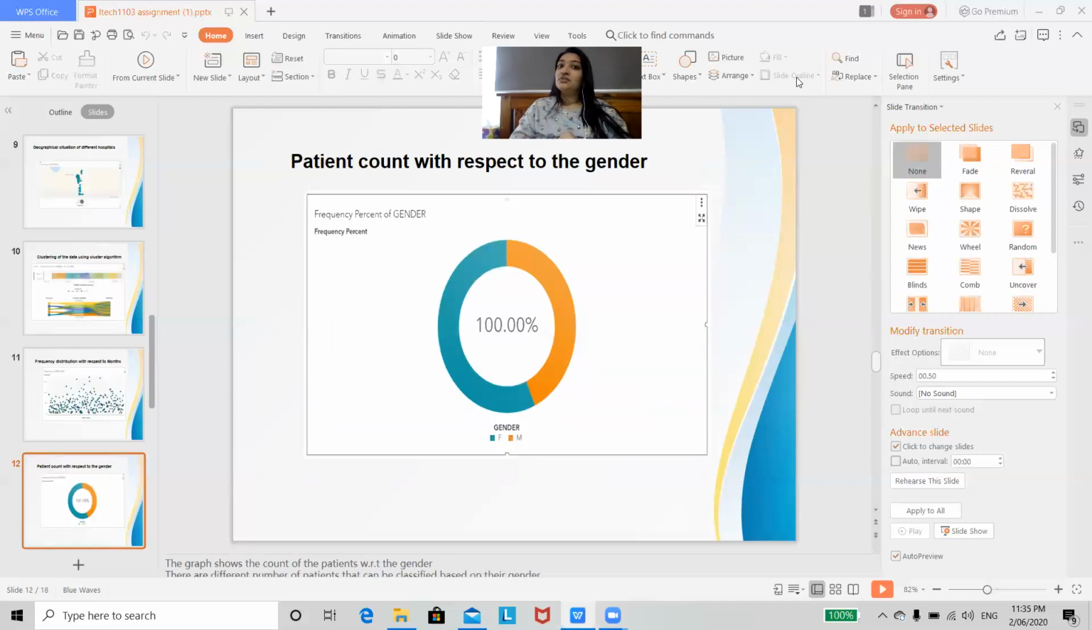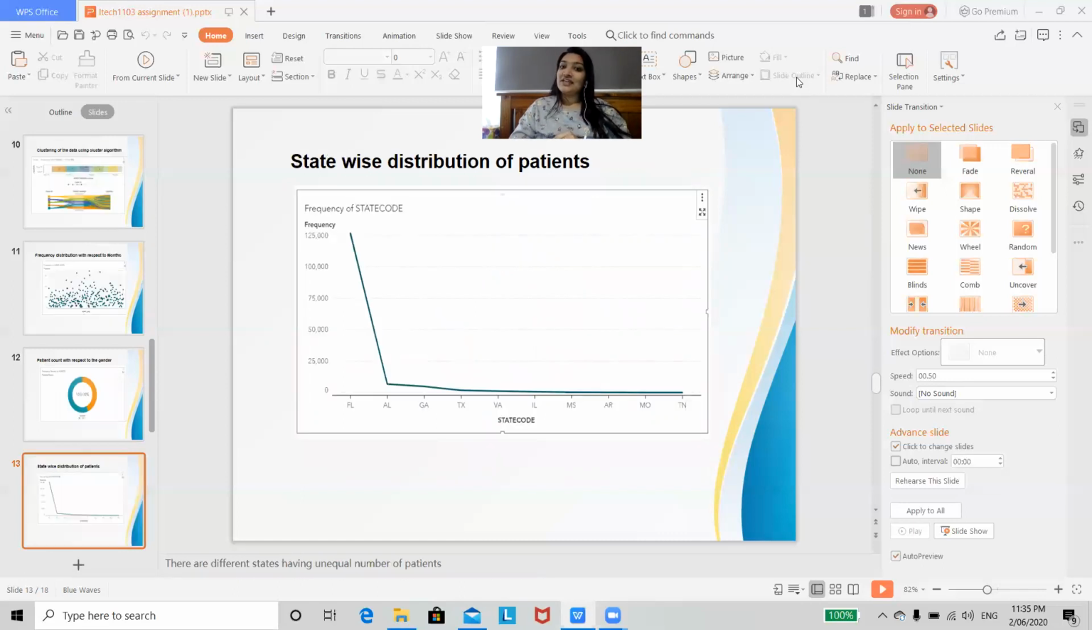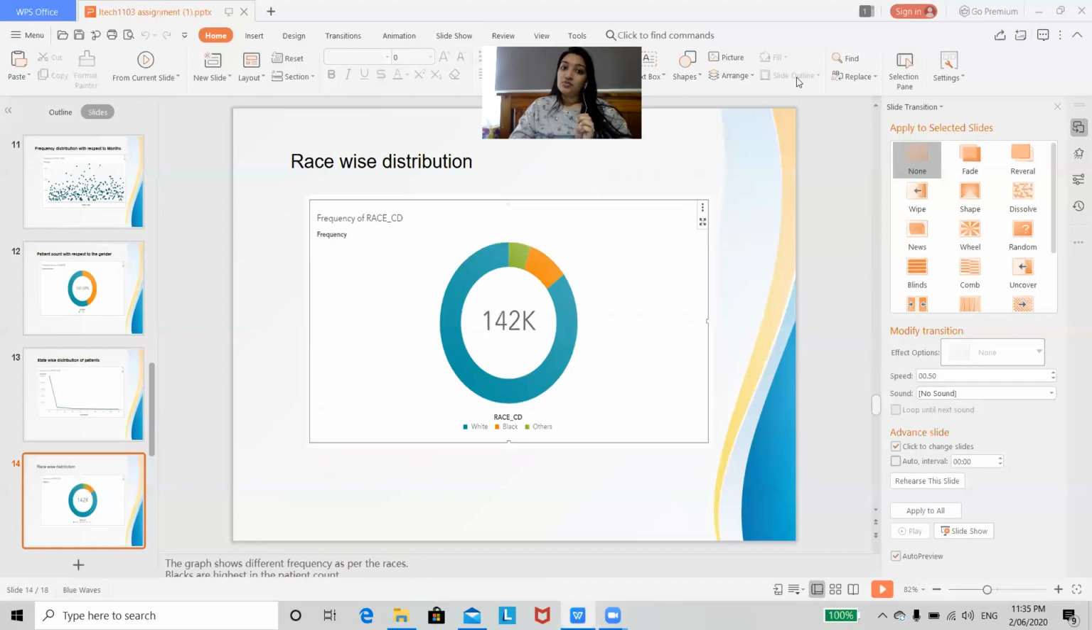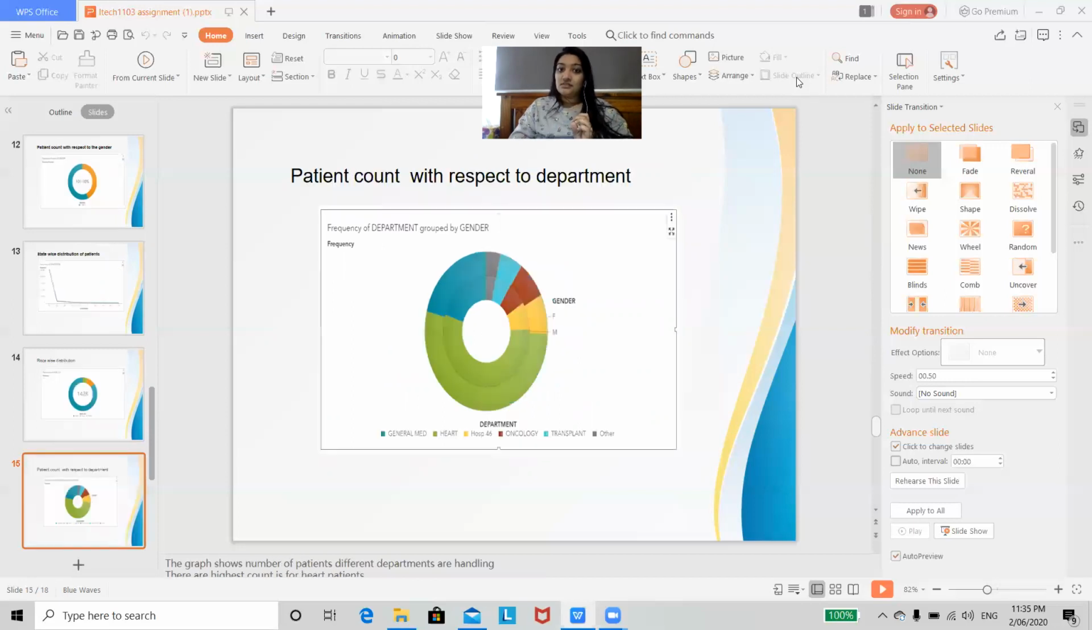So patient count with respect to gender, frequency percent of the gender, female gender and male gender. The females are more than the males. State-wise distribution of patients, frequency of state codes, and you can see the frequency. Race-wise distribution, race code like white, black, others, and patient count with respect to the department and gender: medical, heart, hospitals, transplant, and others.